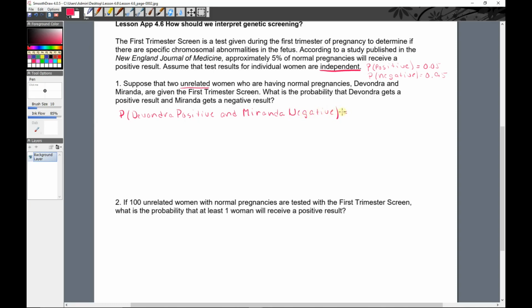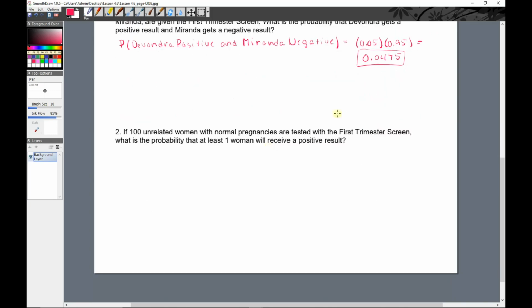Well, since they're independent, we should be able to just multiply. Positive for Devondra would be 0.05, and negative for Miranda would be 0.95, and those two would multiply to 0.0475. Easy, easy, easy. That was quick, gave us a lot of room to write, and not really a need to use it.